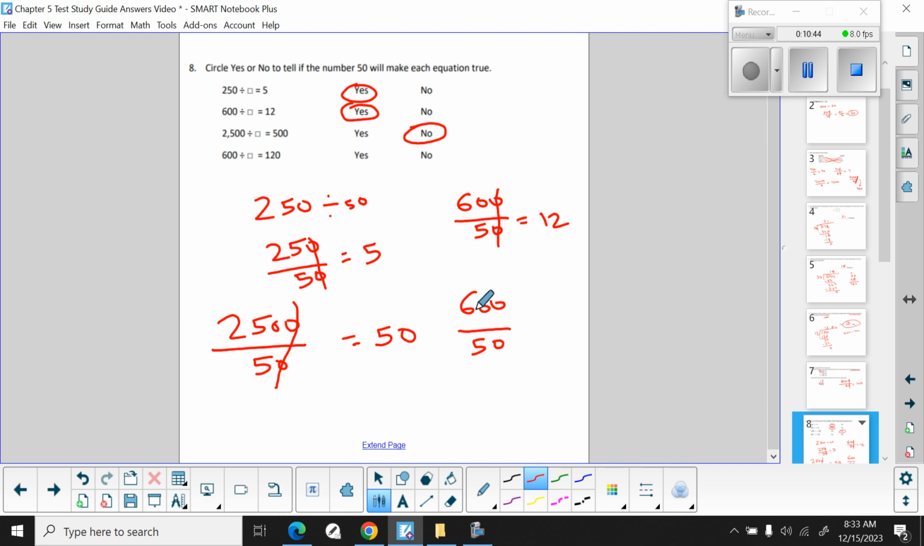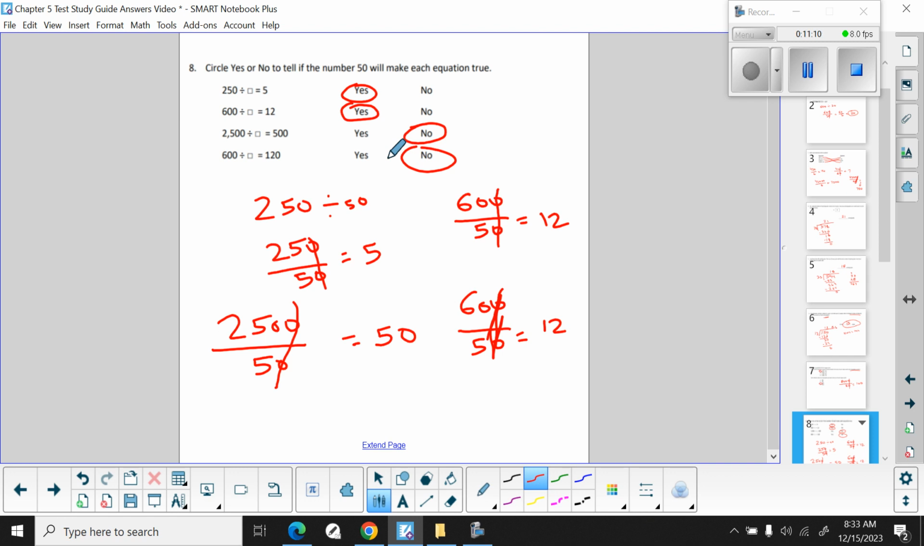Alright, well, 600 divided by 50, if I cross out the zeros, which is really just dividing by 10, is the same as 60 divided by 5, which is 12, which, by the way, does not match here, because 600 divided by 50 would be 12, not 120. So that one is the answer there. So yes, yes, no, no.